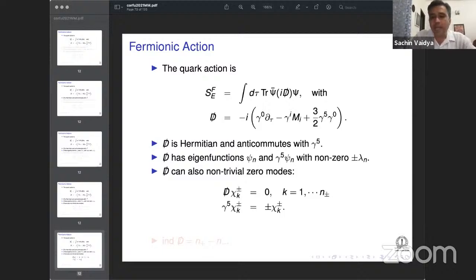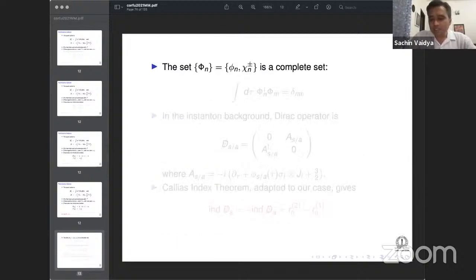There could be n plus zero modes of positive chirality and n minus zero modes of negative chirality. And the difference between the number of zero modes, n plus minus n minus, as we always do, we define as the index of the Dirac operator. Okay. So now these phis and chi's together form a complete set.